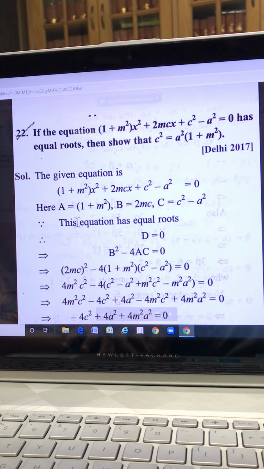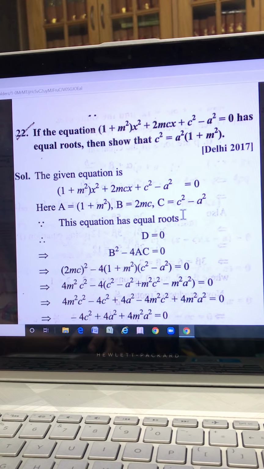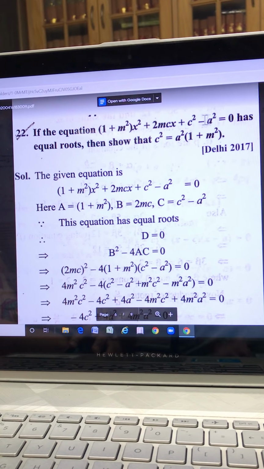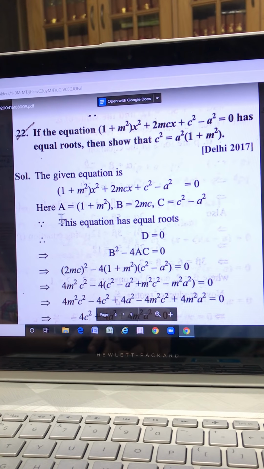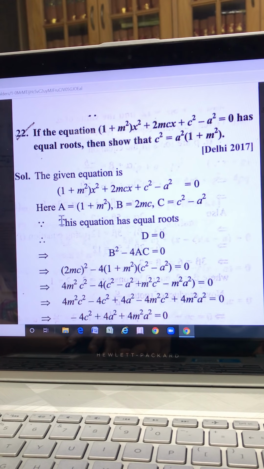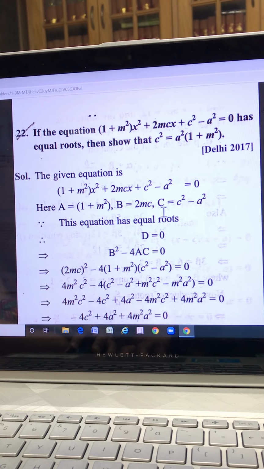If you write the coefficients in small letters, then you will confuse them with small c here and small c here. So when the alphabets A, B, C are already given in the question, then we take the coefficients in capital letters. So here capital A denotes the coefficient of x square, capital B denotes the coefficient of x, and capital C is denoting the constant.